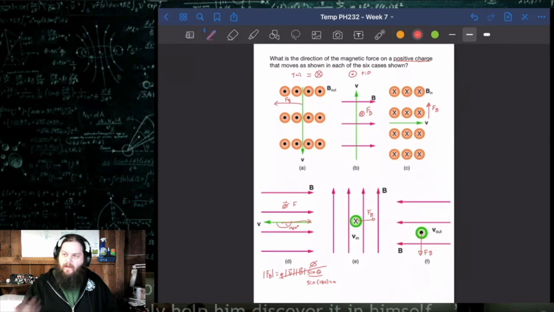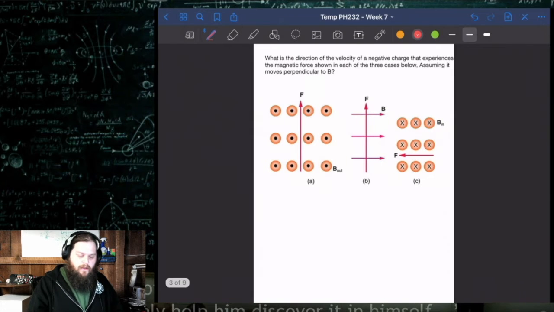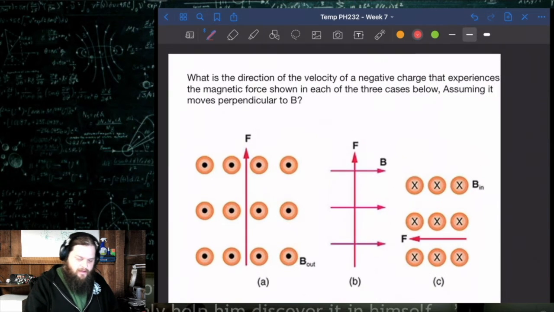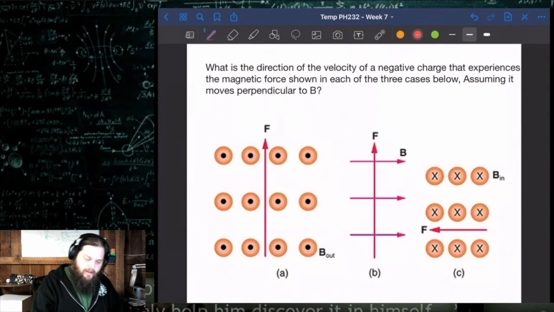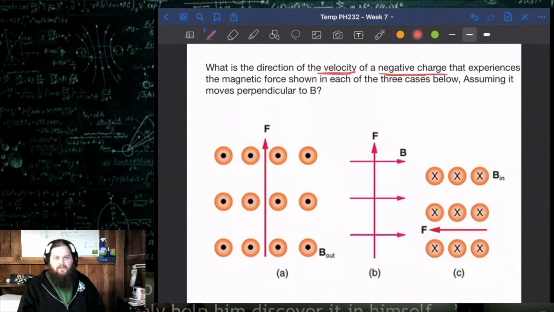So that's the general idea behind these. Whenever you have the velocity and the magnetic field, we can determine the forces applied. But sometimes we know not the magnetic field and the velocity, but the force and the magnetic field, and we need to determine the velocity. So that's what this is asking here. We want to find the velocity on a negative charge that experiences the magnetic force as shown. So I do the same idea, but instead of starting out with the velocity, I start out with my force, my thumb.